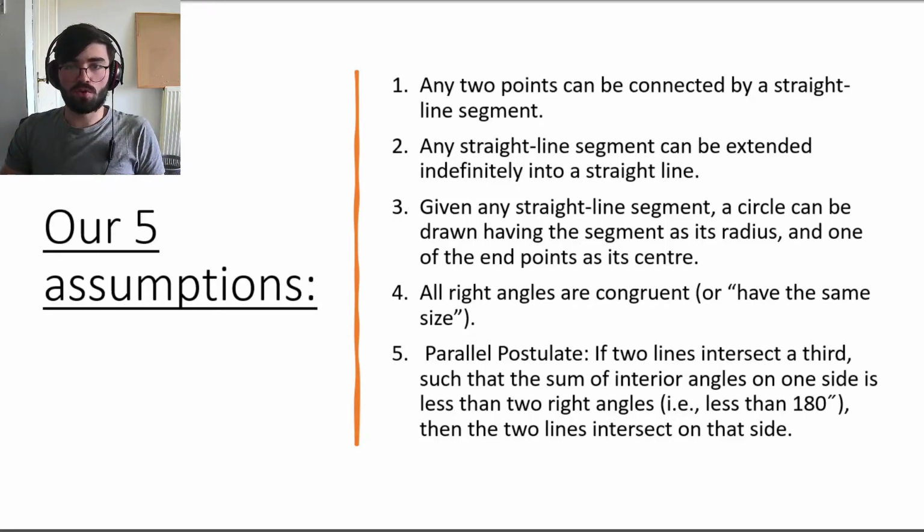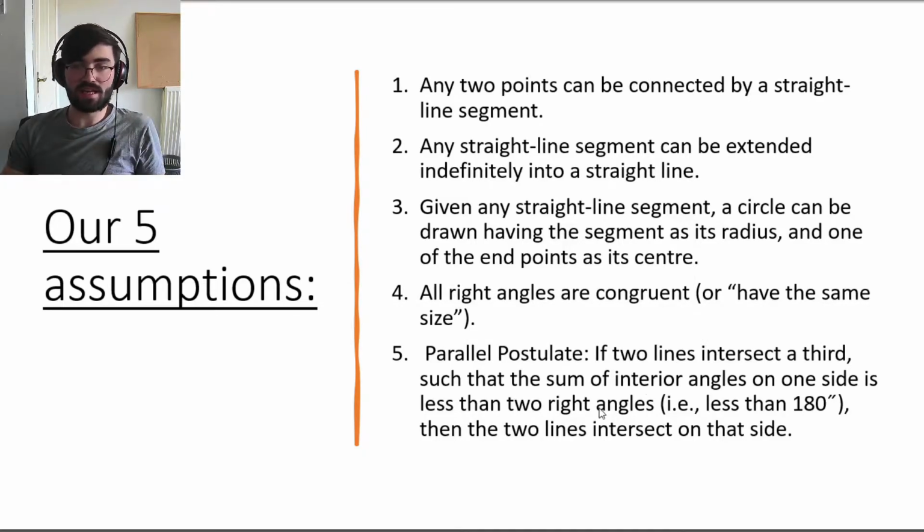I would like to recall the 5 assumptions that we had from the last video. Any 2 points can be connected by a straight line segment. Any straight line segment can be extended indefinitely into a straight line. Given any straight line segment, a circle can be drawn having the segment as its radius and one of the endpoints at its center. All right angles are congruent. Congruent just means that they have the same size.